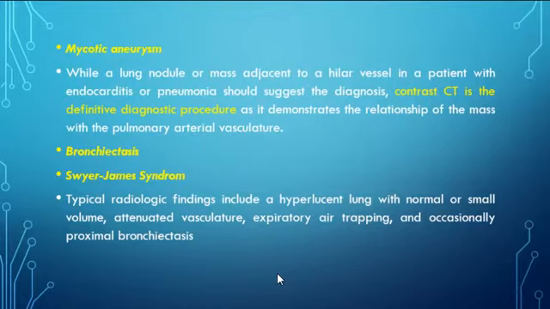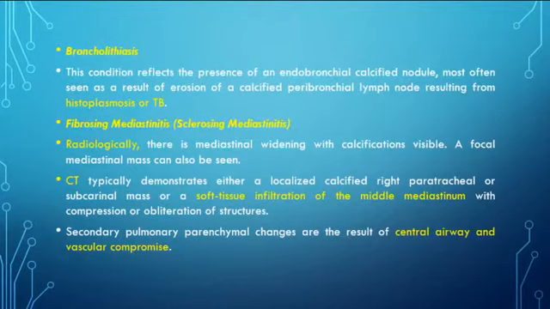The typical radiologic findings include a hyperlucent lung with normal or small volume, attenuated vasculature, expiratory air trapping, and occasionally proximal bronchiectasis. I think this is the only state in which you find a small lung that's hyperlucent. Usually hyperlucent lung means emphysema, meaning over-inflated, except in Swyer-James syndrome. It's hyperlucent but small. Okay.